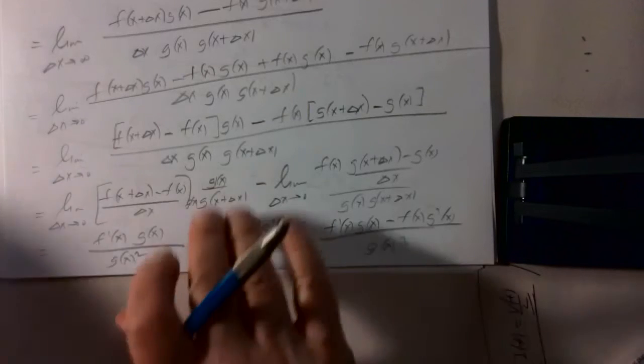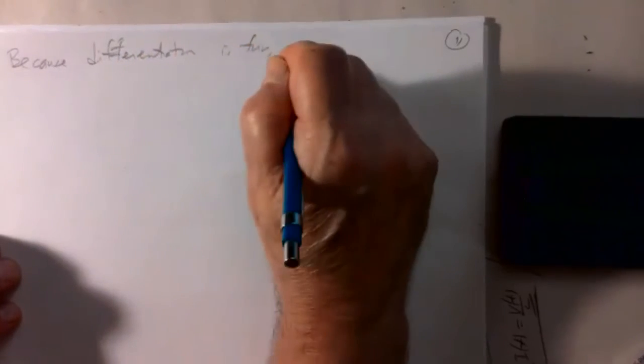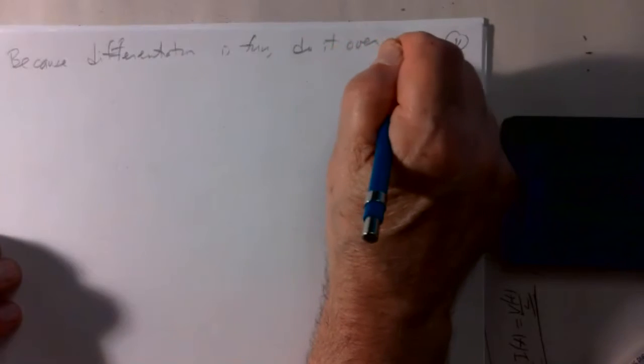Any questions of this? All right, so we're almost done with this lesson. There's one last thing to do. And let's just say, because finding derivatives, which is differentiation, is fun, we want to do it over and over. And what do I mean by that?